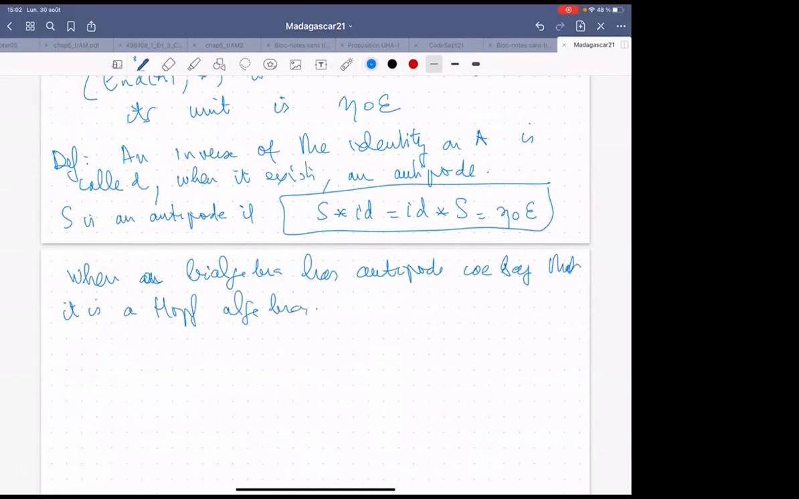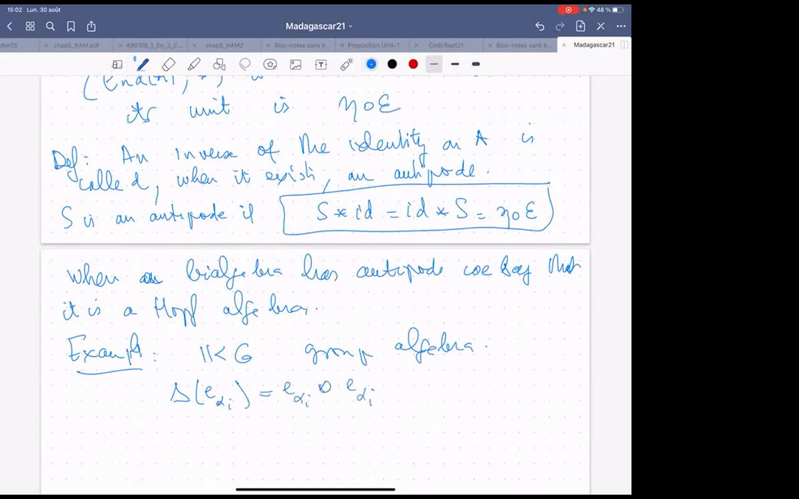Just maybe, within 3 seconds, I will give you an example and finish with this example. If you remember, we constructed KG, a group algebra. For this group algebra, we mentioned the multiplication before. Now I just have to construct the co-multiplication: delta of e_alpha_i is e_alpha_i tensor e_alpha_i. We say that this element is a group-like element, is it correct?